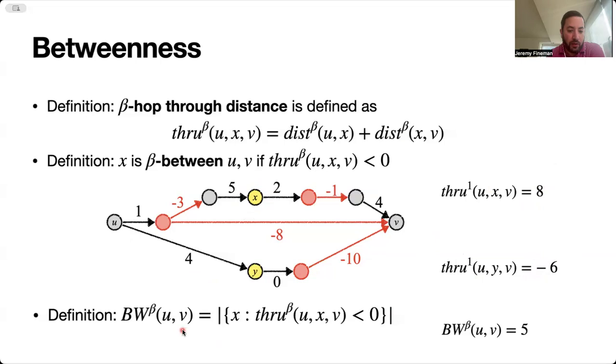Now the betweenness of U and V is just the number of vertices that are between it. So then the number of vertices with negative through distance. In this picture, that would be every vertex in this bottom half of the graph has negative through distance between U and V. So there are 5 vertices between U and V. Okay, so that's betweenness.